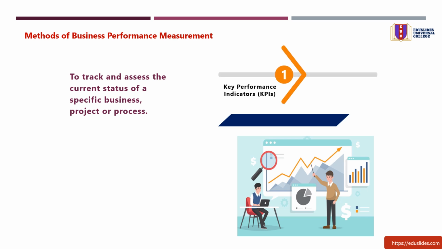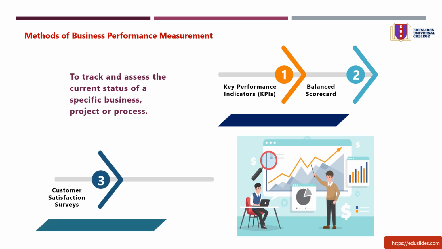Key performance indicators, KPIs. These metrics measure progress towards a particular objective. They are often used to track performance over time and can be used to benchmark performance against industry standards or competitors. 2. Balanced scorecard. It is a framework for measuring and managing performance across multiple dimensions, including financial performance, customer satisfaction, internal processes, and learning and growth.